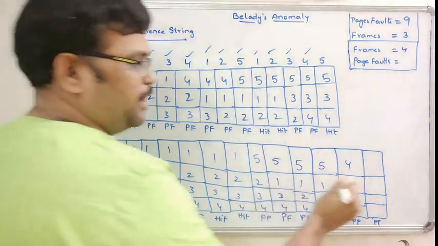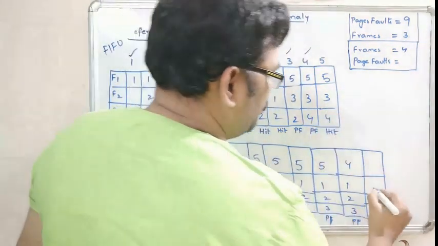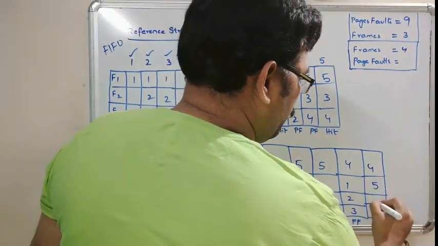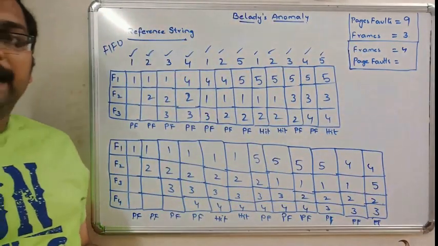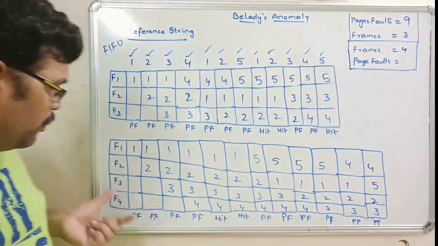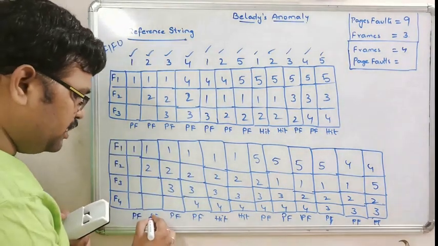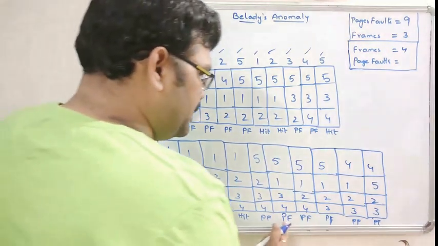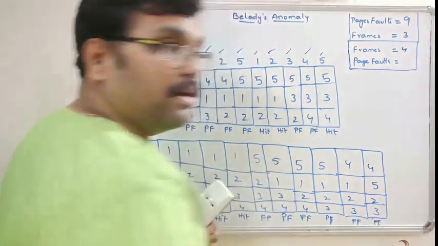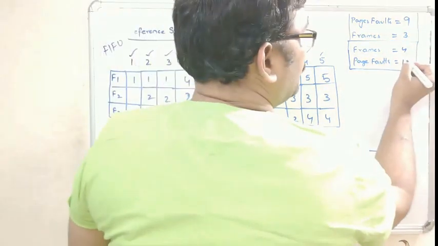So 1 is the first one. So we have to replace 1 with page 5. 4, 2, and 3. Right? So this is how we can solve with the 4 frames. Now if you count these page faults, see 1, 2, 3, 4, 5, 6, 7, 8, 9, and 10. So the page faults are 10.